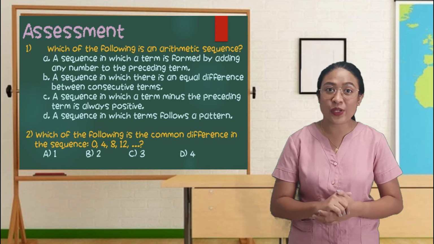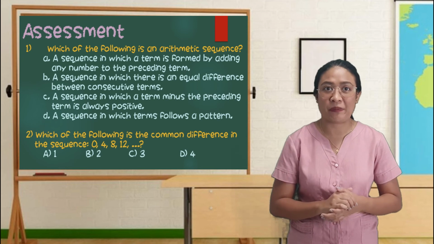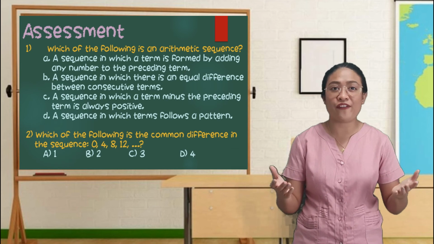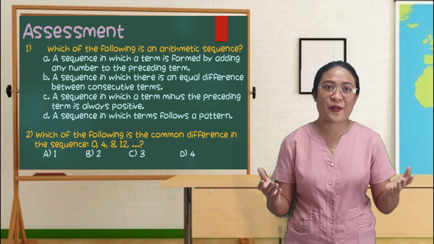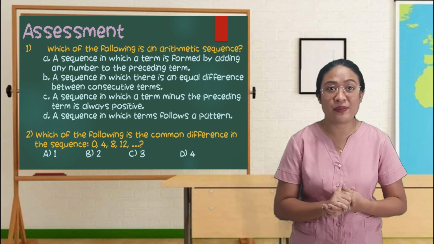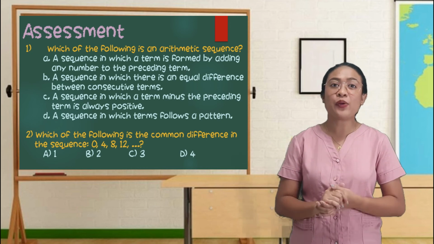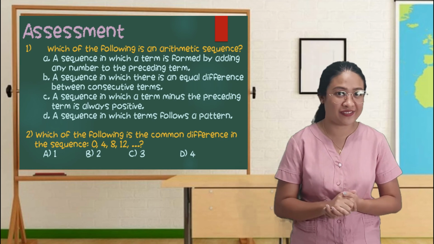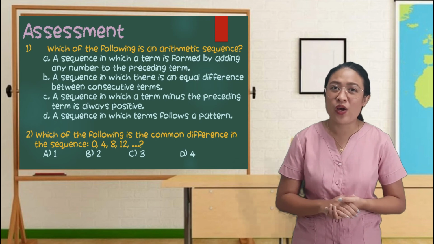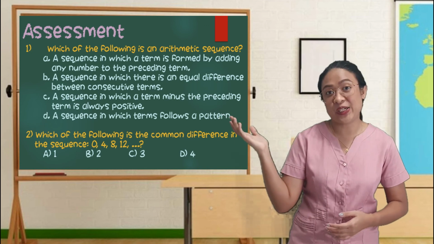Letter A, a sequence in which a term is formed by adding any number to the preceding term. Letter B, a sequence in which there is an equal difference between the consecutive terms. Letter C, a sequence in which a term minus the preceding term is always positive. And letter D, a sequence in which terms follows a pattern. What is your answer?